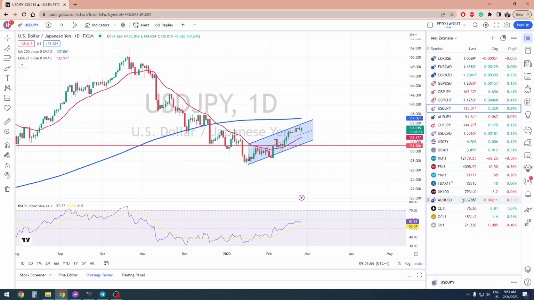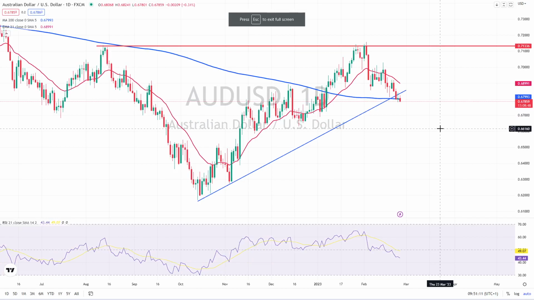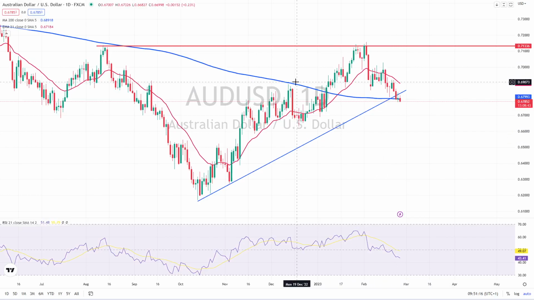And the final pair we have here is the Australian dollar. The situation is much more clear for the Australian dollar as the currency pair has stopped at this critical resistance near 0.713, and it has also formed a massive double top pattern. And furthermore, we are seeing some weakness also today, as the pair is trying to decline below the 200 moving average, and also it has already dropped below this, I would say, medium-term or long-term uptrend.